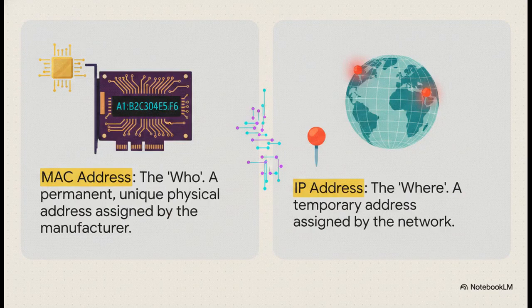Okay, so let's get right into it. The key to understanding all this is knowing that every single one of your devices actually has two addresses. First, you've got the MAC address. You can think of this as its permanent serial number. It answers the question, who is this device? Then you have the IP address, which is more like a temporary mailing address. It answers the question, where is this device right now?